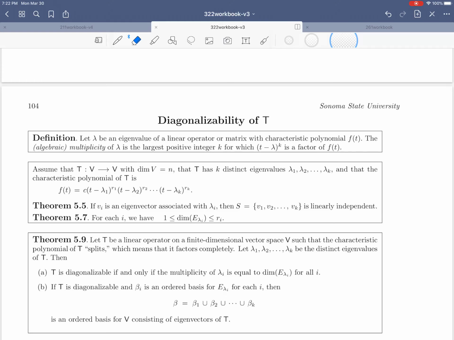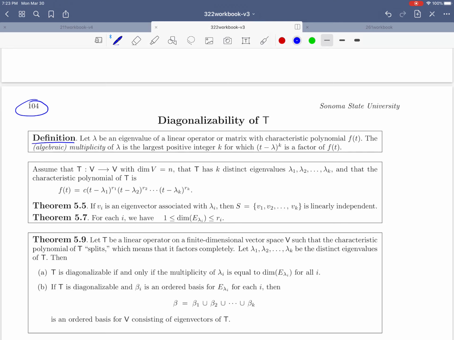Okay, welcome everybody to the top of page 104 in the workbook. On this page, we're going to introduce a little bit more terminology and talk about a few theorems that are going to lead us to another criterion for determining if a linear operator is diagonalizable. So we'll start with the definition.